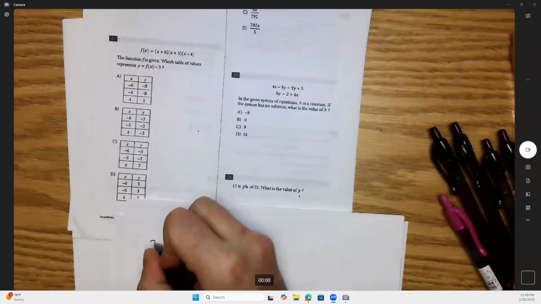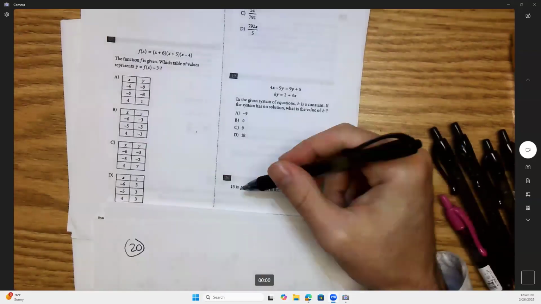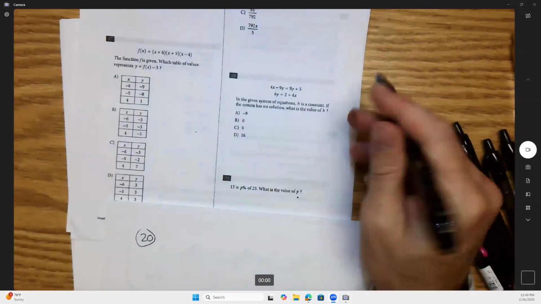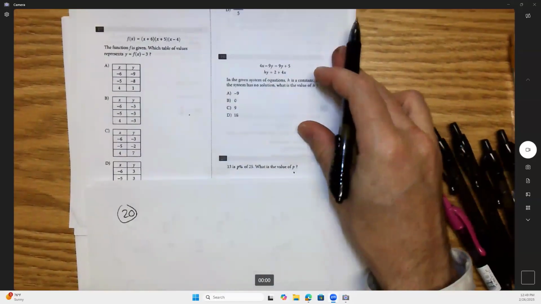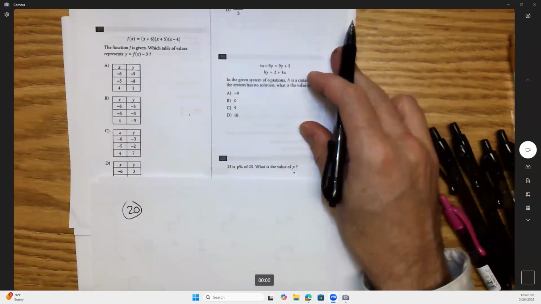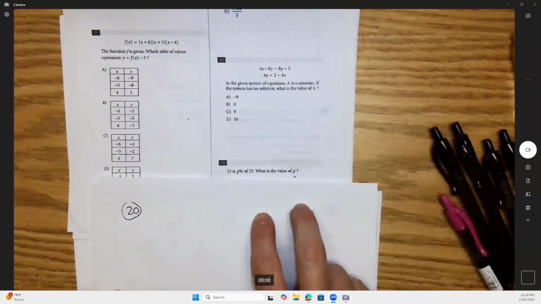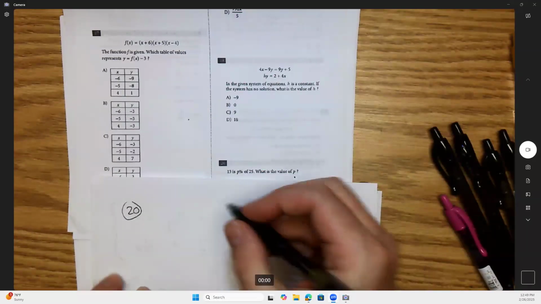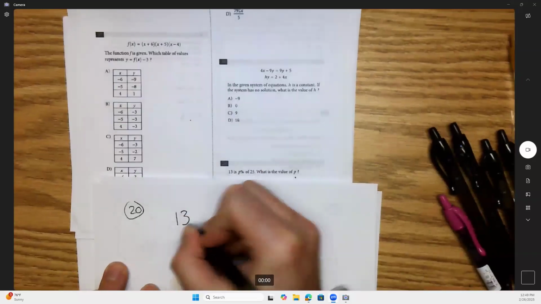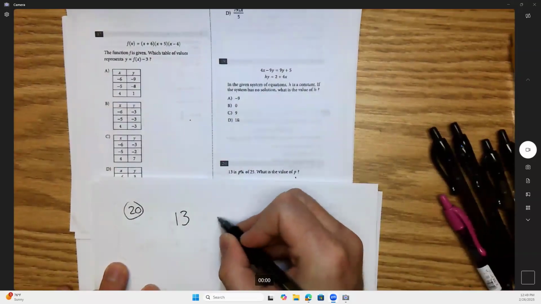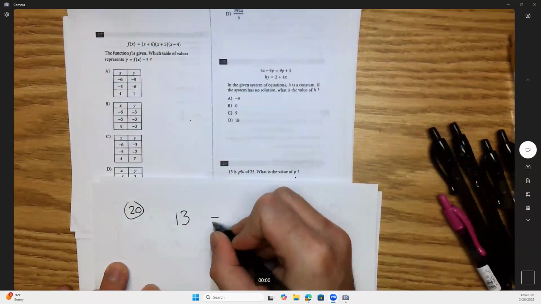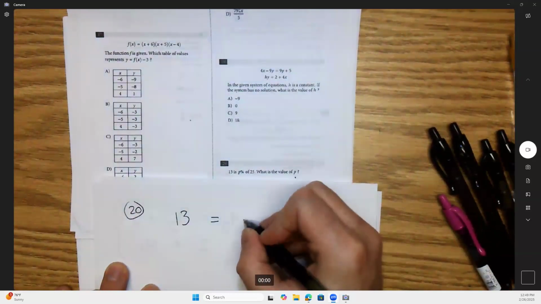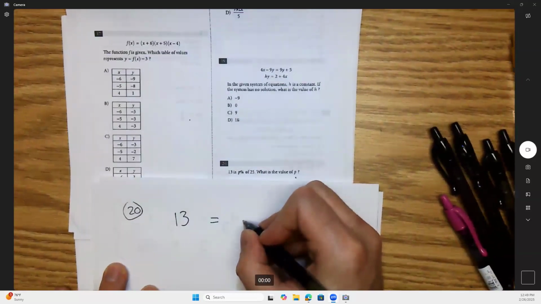Number 20. 13 is p% of 25. What is p? Ooh, so real short expression there. This is one of many questions in this packet where the SAT wants to know, can you take a phrase and turn it into a math equation? So let's do that here. 13 is, guys, what does is mean mathematically? Equals. Aha. See, p%. What does percent mean in math? It means to divide by a what?